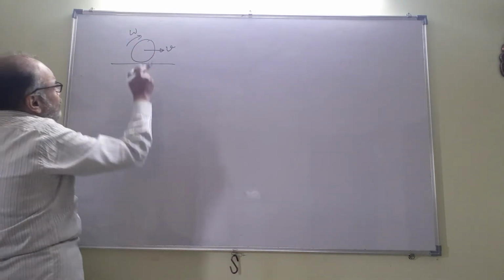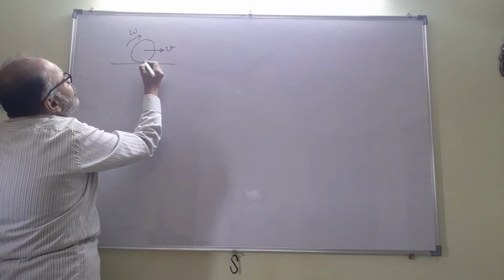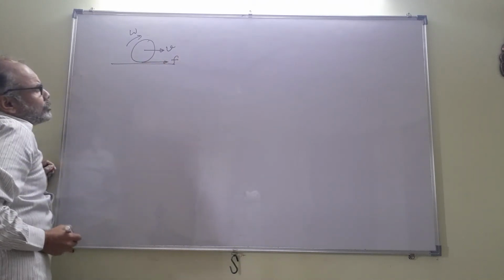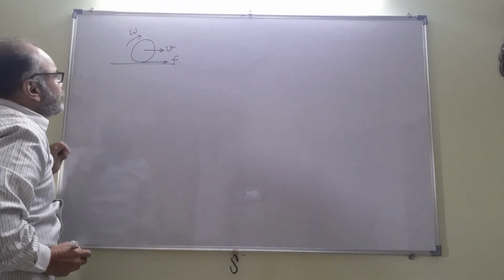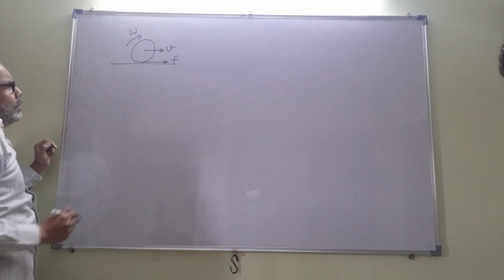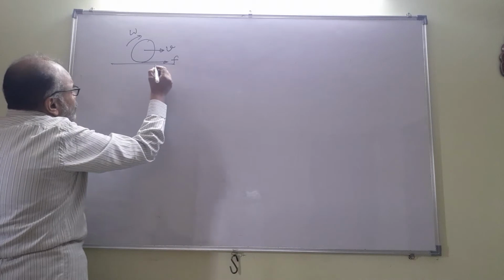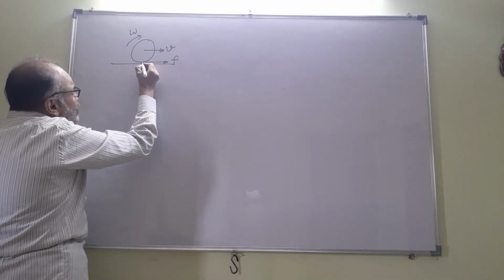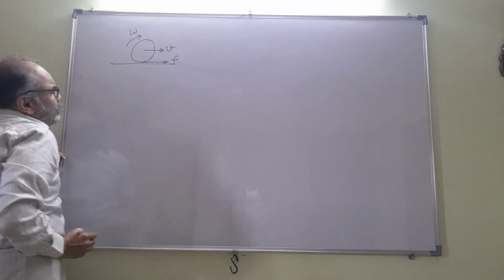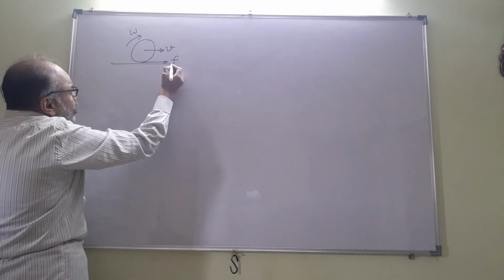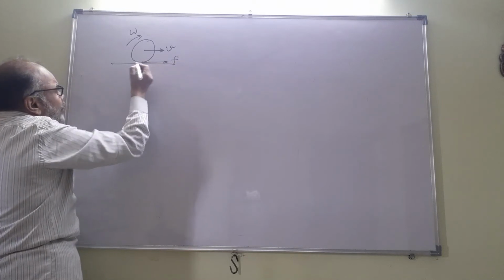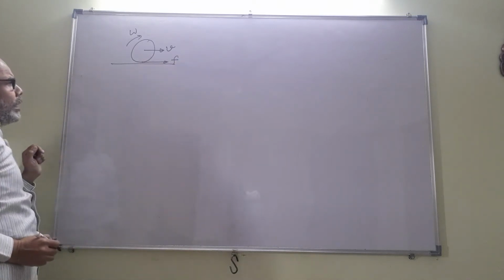So let us say we have a situation like this. Friction is going to act at the point of contact. That is the frictional force F. Now the work done by friction would be the displacement of the point of contact.